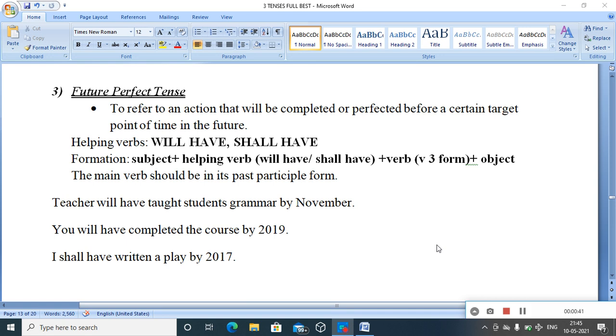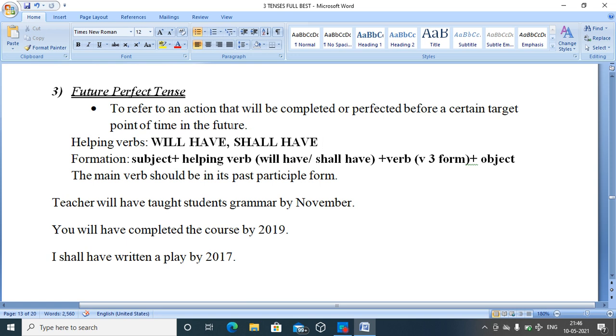First, let us see what is the usage of this tense, or what kinds of actions can be referred to using future perfect tense. It is to refer to an action that will be completed or perfected before a certain target point of time in the future. See, these terms are very important: that will be perfected or completed before a certain target point of time in the future.